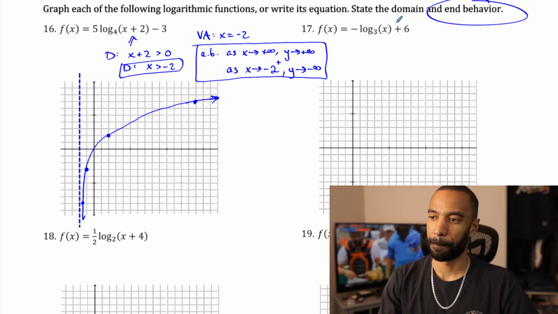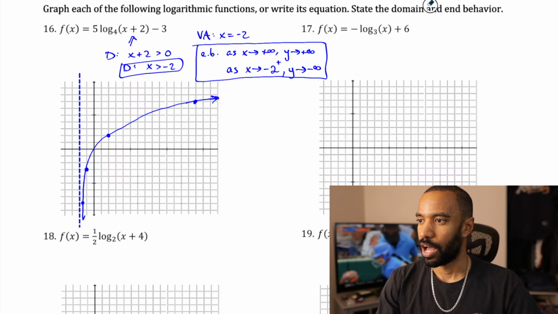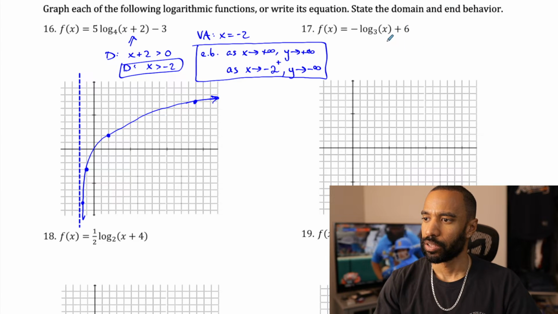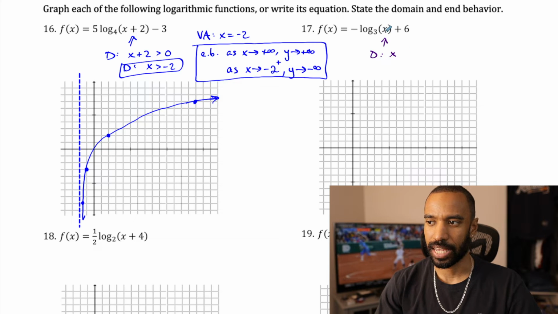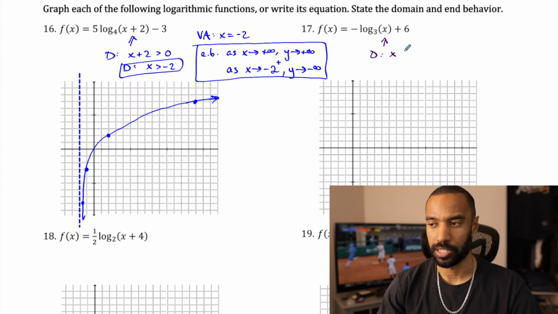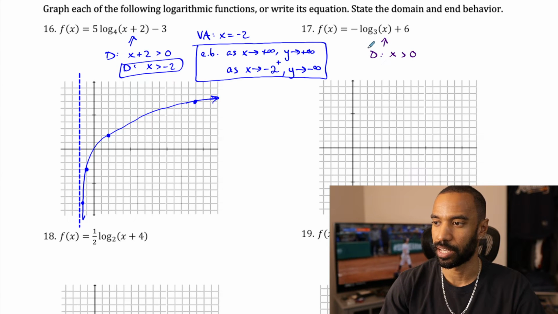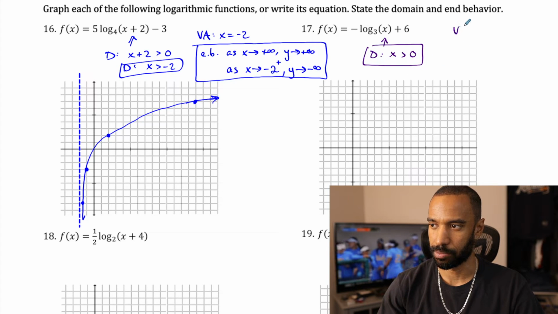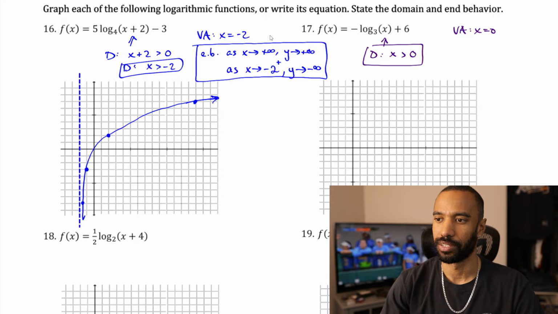Number 17, f of x equals negative log base 3 of x plus 6. Let's start again with that domain, the idea that the inside thing you take the log of, in this case x is all that's inside, has to be greater than 0. That's your domain, straight up. Domain: x is greater than 0. That means your vertical asymptote is at x equals 0. It's right on the y-axis.